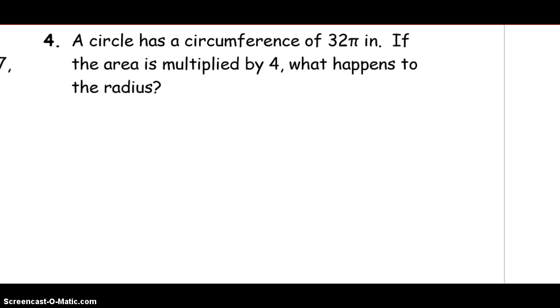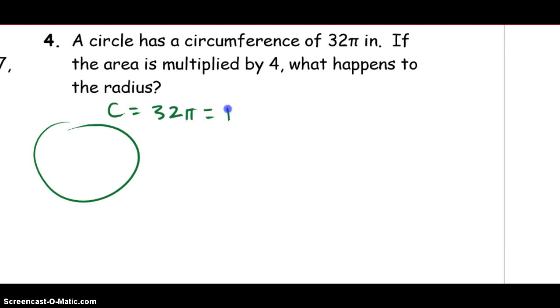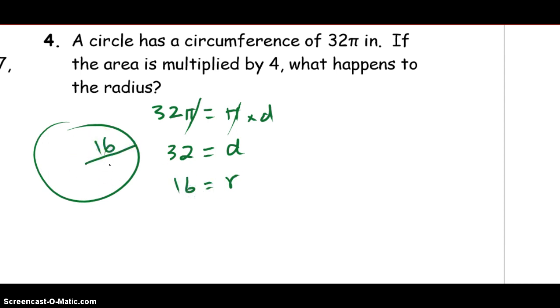Alright, so how are we going to do this? Well, they've given you a circle. All right, there's my circle. They've said that the circumference is equal to 32 pi. Now our circumference formula is pi times diameter. So if I just erase that circumference part, we can solve this and find out what the diameter is. So we can divide by pi, and we end up with diameter equals 32. This means that radius is half that, which is 16.